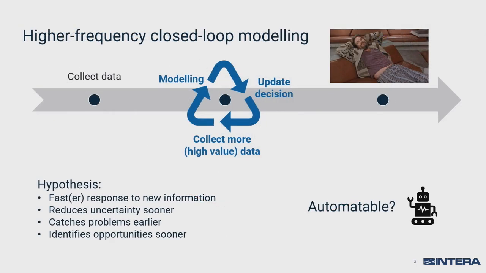We asked ourselves, what if we speed this decision loop up, making it faster, rather than waiting until we need to revisit our question or our management system, or if it goes wrong? Let's immediately assimilate that new data that we're collecting anyway, revisit our modeling, revisit our optimal decision, and potentially even update our decision.